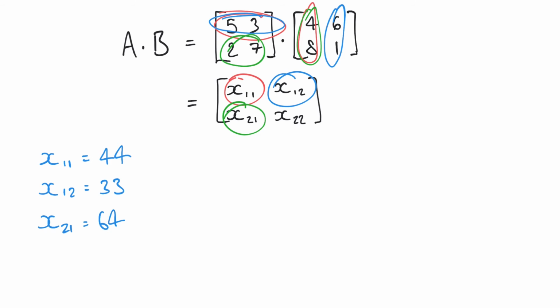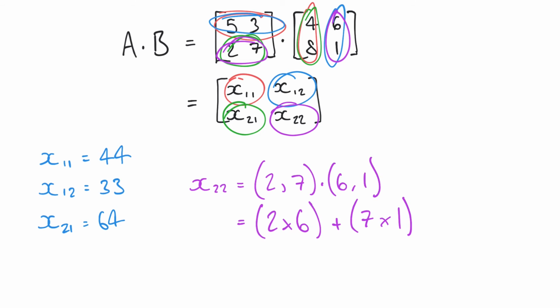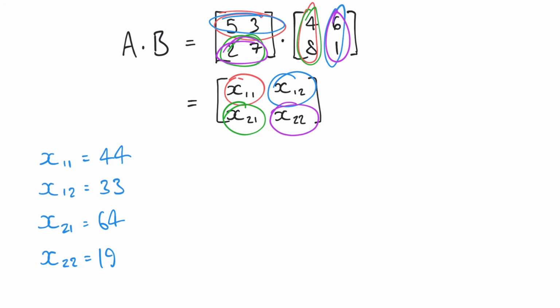And finally, x22 is in the second row and the second column. So we have the dot product of 2 and 7 and 6 and 1, which we can write out like this. Now we have all of our unknown values. We can put them into our resulting matrix, and we've successfully found the matrix multiplication of these two matrices as shown.